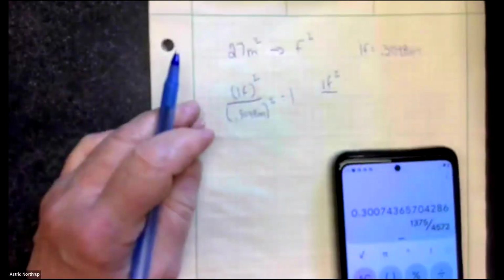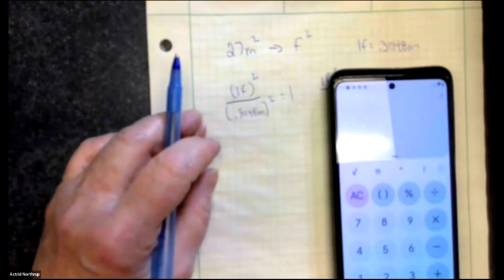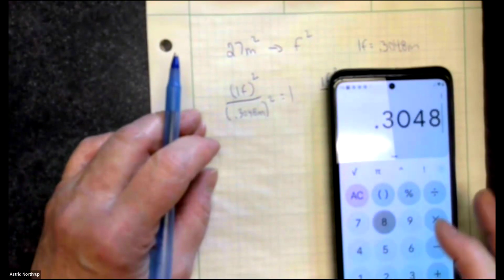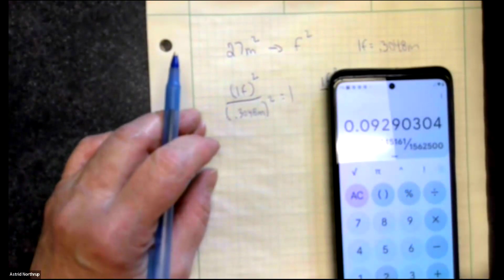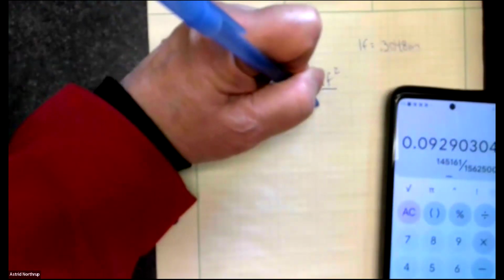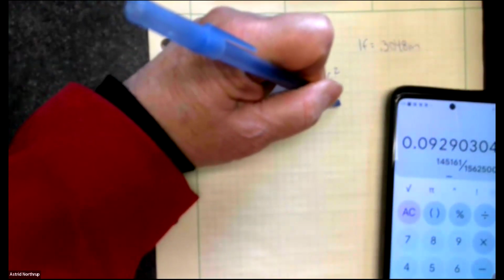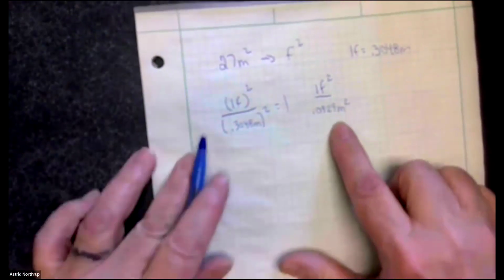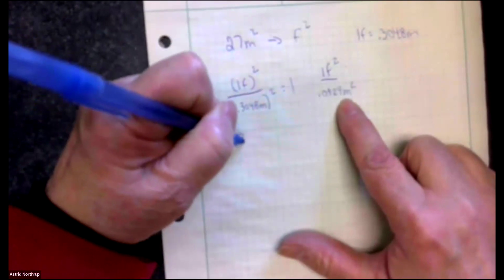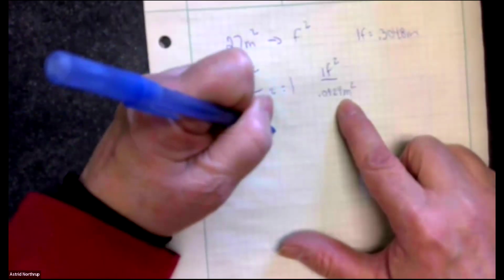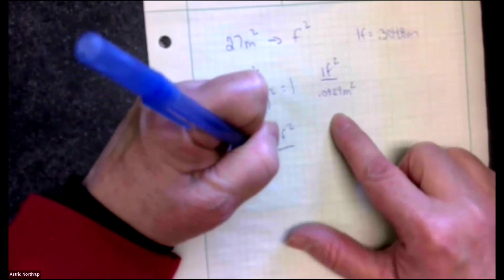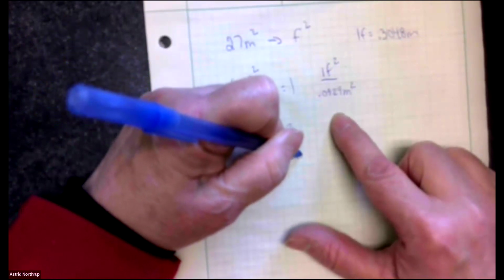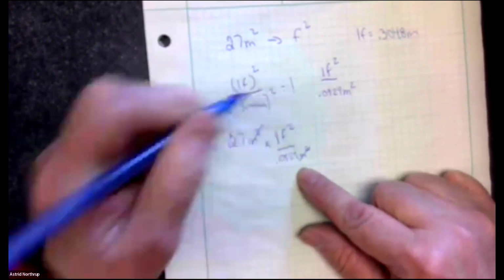All right, so when I work this out, I get 1 foot squared over 0.3048 squared, which is 0.0929 meters squared. That's a conversion factor that I will use. All right, 27 meters squared times 1 foot squared over 0.0929 meters squared. Meters squared cancels.